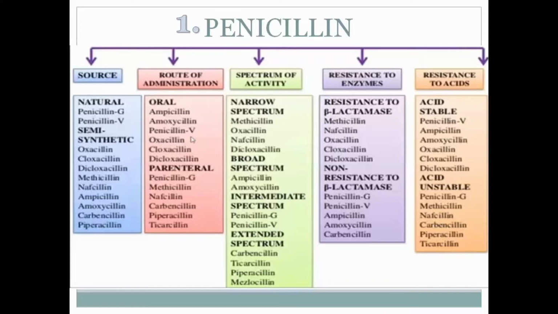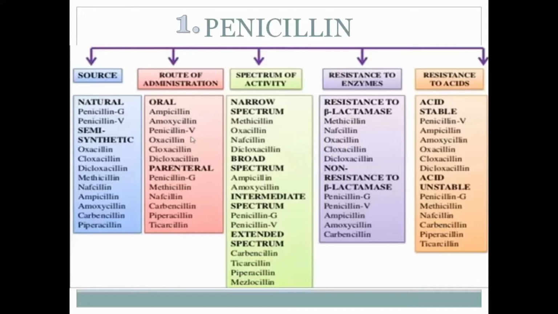Now, classifications of penicillin according to the resistivity: we have beta-lactamase resistance and non-resistance to beta-lactamase. Those resistant to beta-lactamase include methicillin, nafcillin, oxacillin, cloxacillin, and dicloxacillin. Those penicillins which are non-resistant to beta-lactamase include penicillin G, penicillin V, ampicillin, amoxicillin, and carbenicillin.